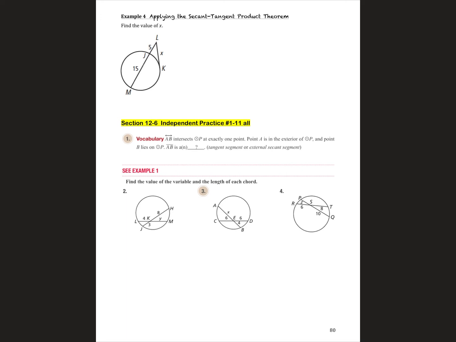On page 80, example 4, that's a secant and a tangent. So for the secant, it's whole times outer, and for the tangent, it's equal to tangent squared. So the whole, remember we add them, 15 plus 5 times the outer, which is 5, is equal to the tangent squared. So 15 plus 5 is 20, times 5 is 100, is equal to tangent squared. Square root both sides, and x is 10.